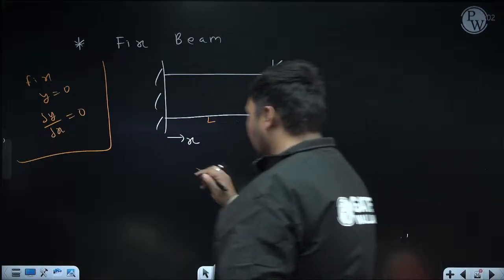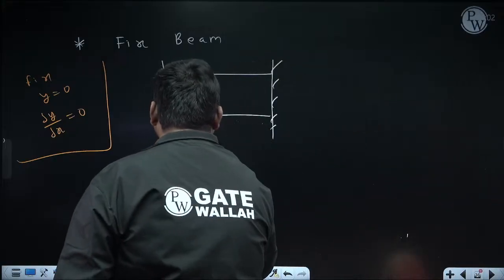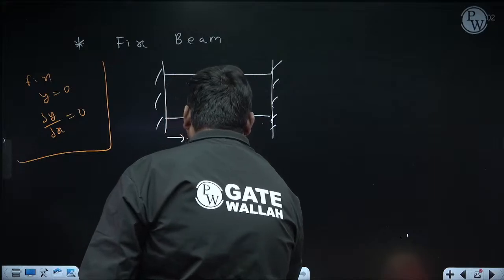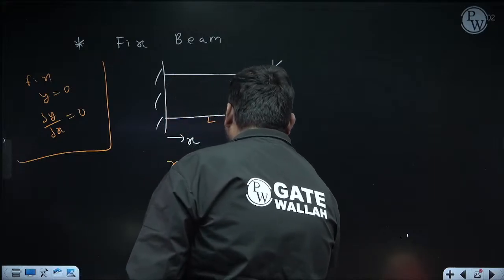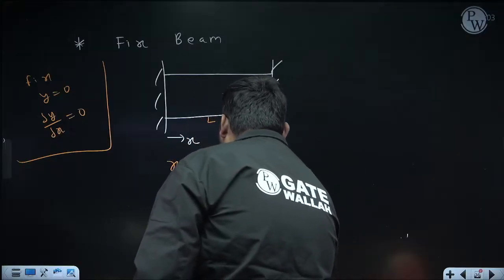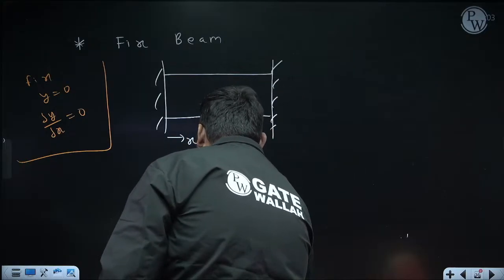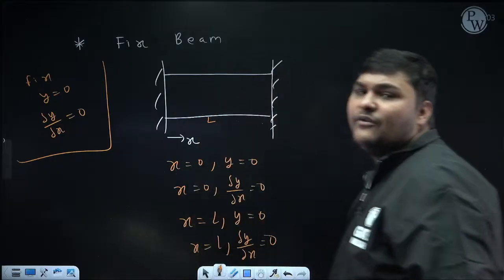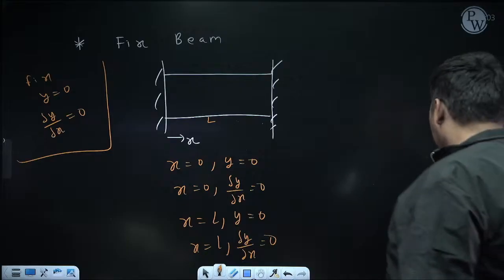So here, can I say at x equal to 0, y will be 0. At x equal to 0, del y by del x is also 0. Similarly, at x equal to L also it is fixed. So at x equal to L, y is 0. At x equal to L, del y by del x is also 0. These are the 4 boundary conditions.